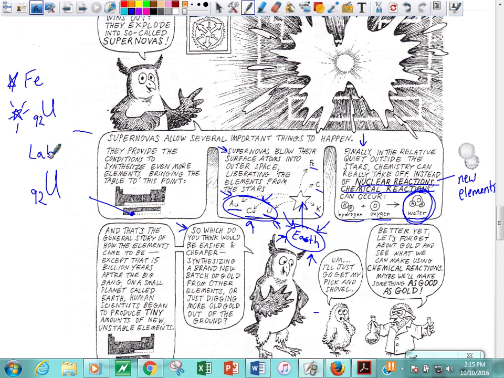All right, in your student workbook, there's a worksheet called the Big Bang Comic Review. I would like you to complete that now that you know a little bit about the Big Bang. And hopefully that helped.